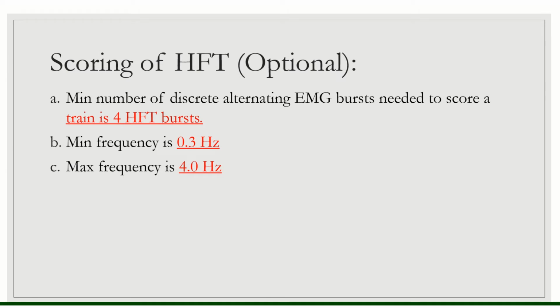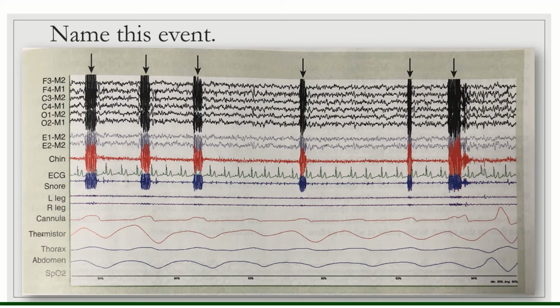All right, scoring of HFT is optional. We already know that. The minimum number of discrete alternating EMG bursts needed to score a train, we call this a train. The other ones that we just went over we call a series. The ALMA is a series and periodic limb movement is a series. Now, HFT, we're saying that it's a train. So we need at least 4 to have a train. The minimum frequency is 0.3 hertz. So that's the speed. The maximum frequency is 4 hertz. Once again, numbers, numbers, numbers. So just make sure that you do your note cards.